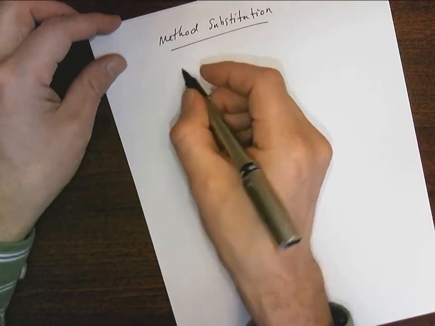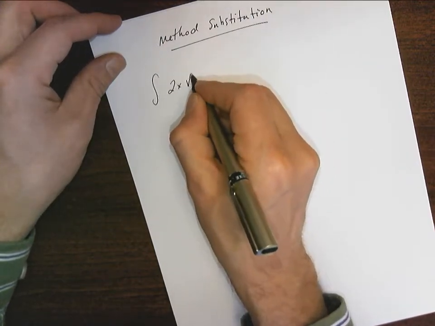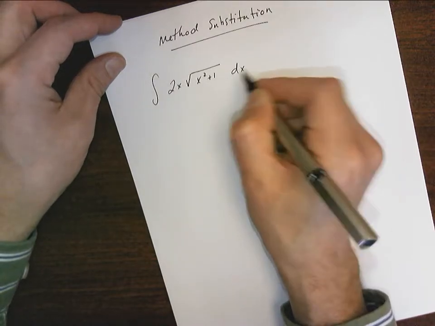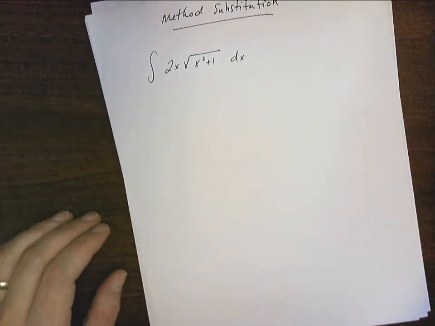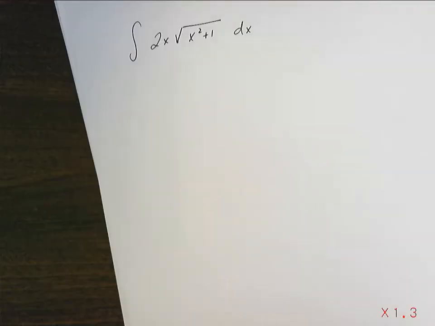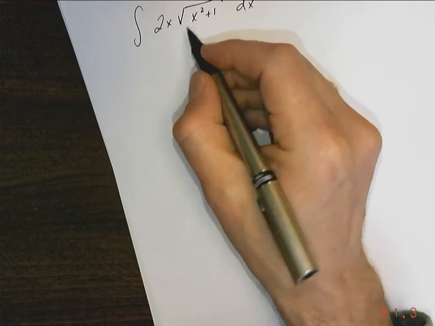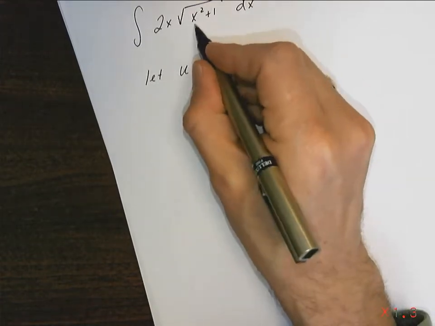So method of substitution. We're going to take a look at taking the integral of 2x root x squared plus 1 dx. Now, you can look at your integration tables, and you're not going to find one for this one. So we're going to have to do some work on it. I'm going to show you what I'm going to do. I'm going to let u represent this part in here.